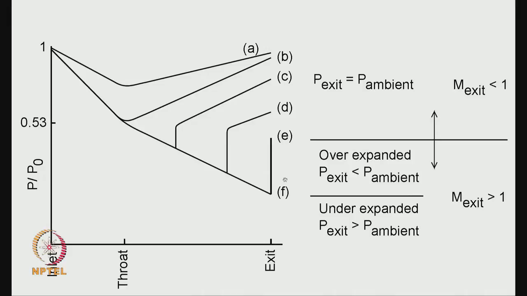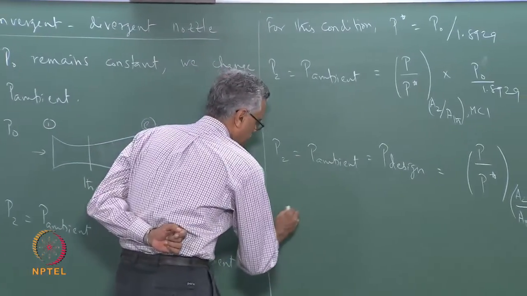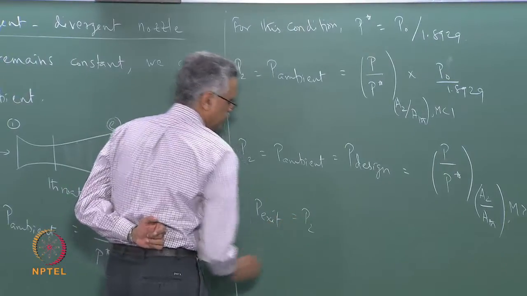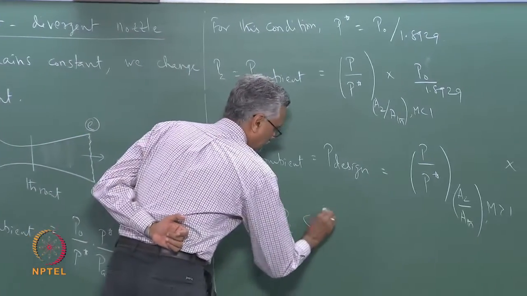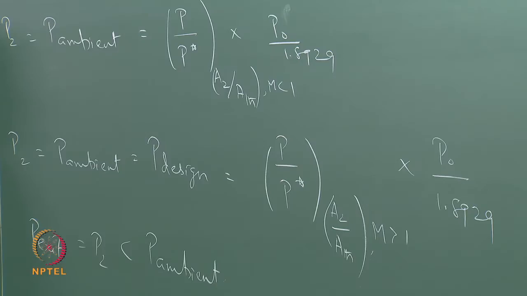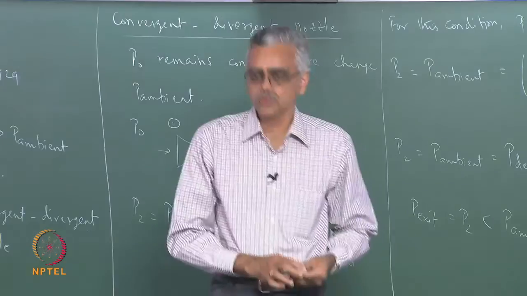But notice that in this case the ambient pressure is probably, let us say, somewhere over there, but the exit pressure is somewhere over here. So when this happens, corresponding to this case, the P exit, or P2, is actually less than the ambient pressure. Do you see this point? This is an extremely important point which does not happen in the case of a convergent nozzle. Okay, let us go through this one more time.